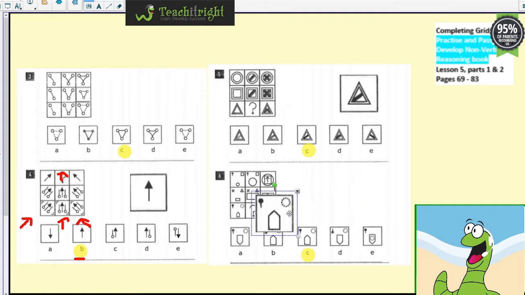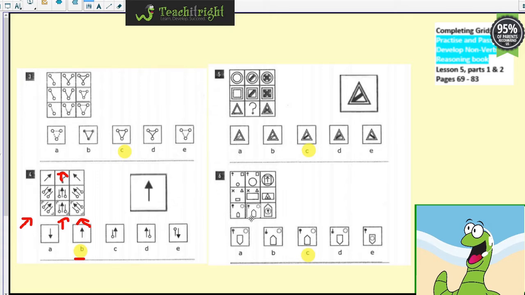Looking at number 6 again, I always find it's much easier to be able to see it sort of in person. So you can see that the shapes are growing. So you've got a small circle, medium, large. So we needed a small pentagon, then a medium pentagon. And the pentagon needed to be in the same orientation, so pointing upwards. That eliminated a few options.